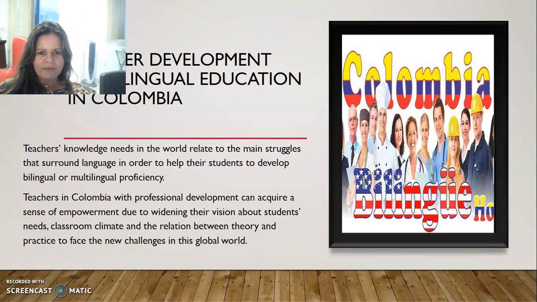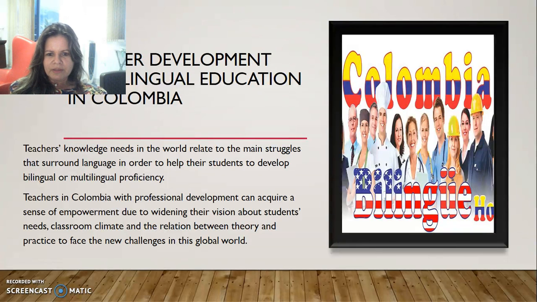Teacher development for bilingual education in Colombia. Teacher knowledge needs in the world related to the main struggle that surrounds language, in order to help the student to develop bilingual or multilingual proficiency.